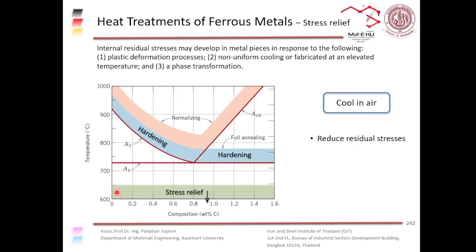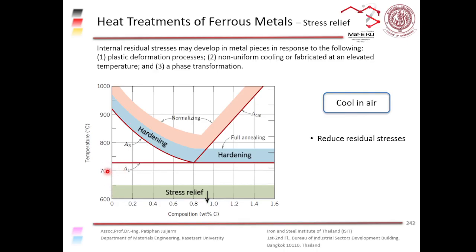You notice that the range of temperature that we choose to do the stress relief is a temperature well below the A1 line, right? Because we don't want the microstructure to change. We don't want to change any microstructure. We just want to give it just a little bit of energy and a little bit of time so that it relaxes, okay? We just want it to relax a little bit, but we don't want it to go crazy and change the microstructure.